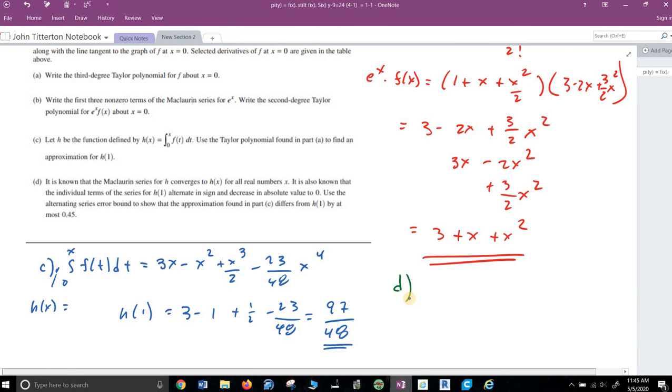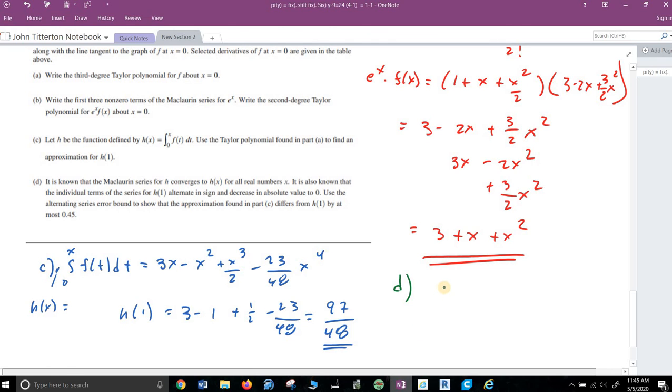converges, individual terms alternate. So they're saying, hey, use the alternating series test. And part C, which is nice, they kind of tell you, how far off is this? So I just go to the next term, which is a little tricky. I got to go all the way back up and find it.